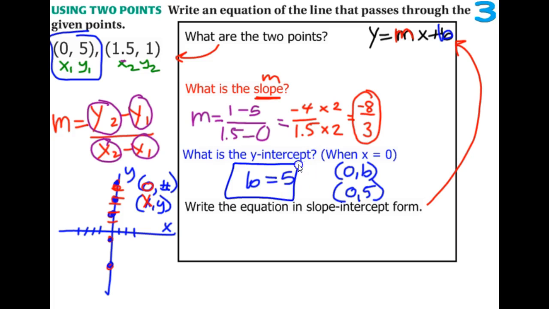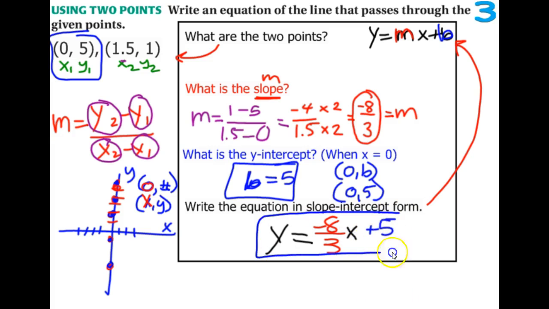So all we needed to do was figure out what b is and what m is. Right here, this is m. To write our equation in the form y equals mx plus b. Now we found both. So our equation is y equals negative 8/3 x, oops, don't forget the letter, plus b, so plus 5. Let's try a couple more like that.